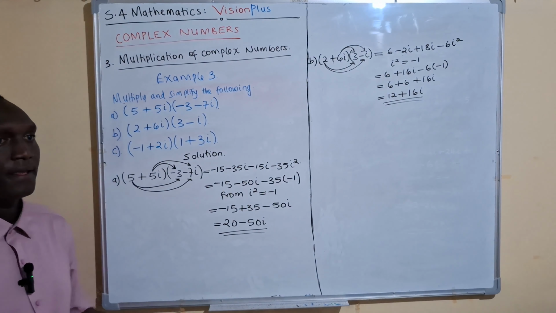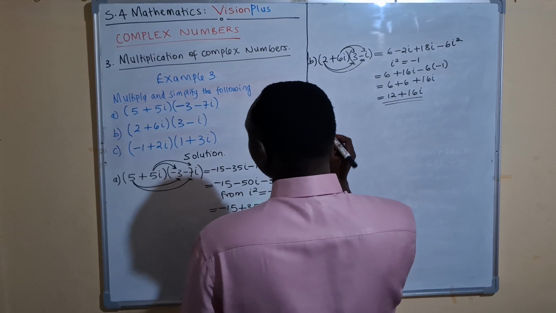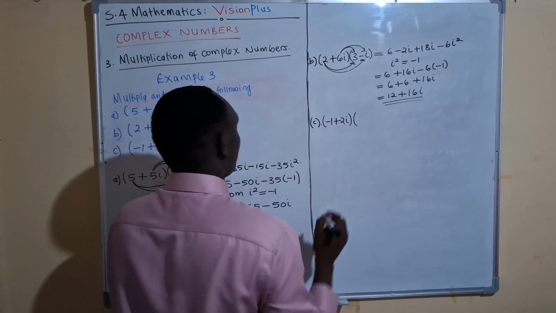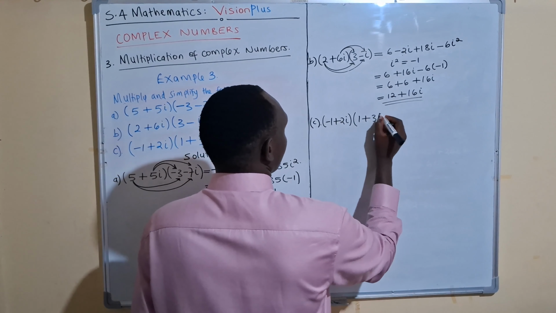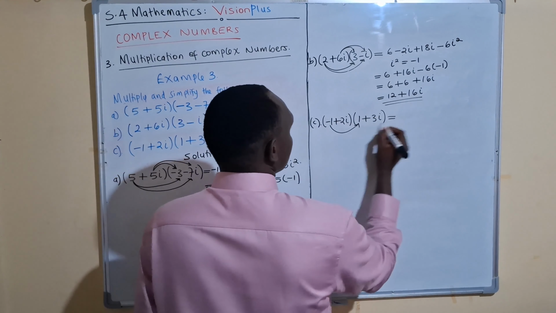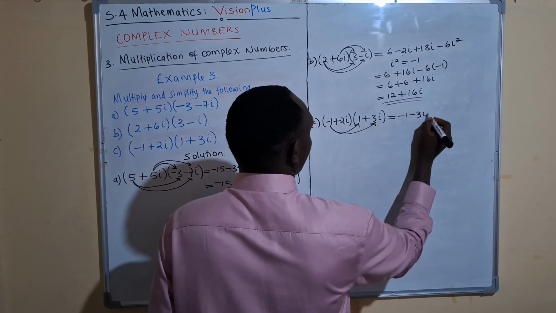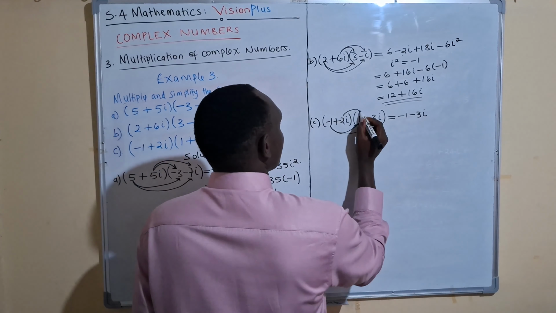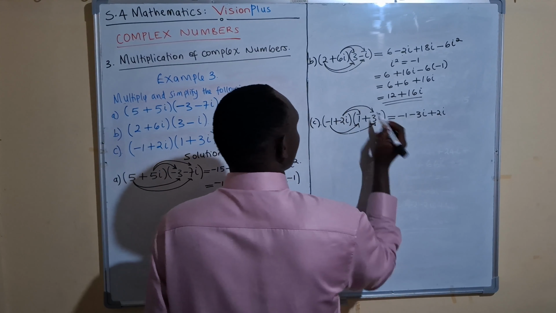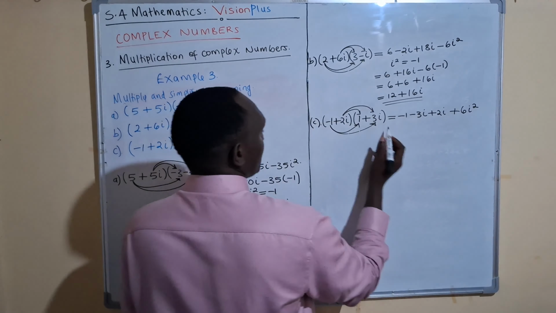Going to part C, we are following the same principles throughout. So for part C, it is (-1 + 2i) multiplied with (1 + 3i). This becomes -1 times 1, that is -1. -1 times 3i, that is -3i. Positive 2i times 1, that is positive 2i. Positive 2i times positive 3i, that is positive 6i squared, because i times i is i squared.